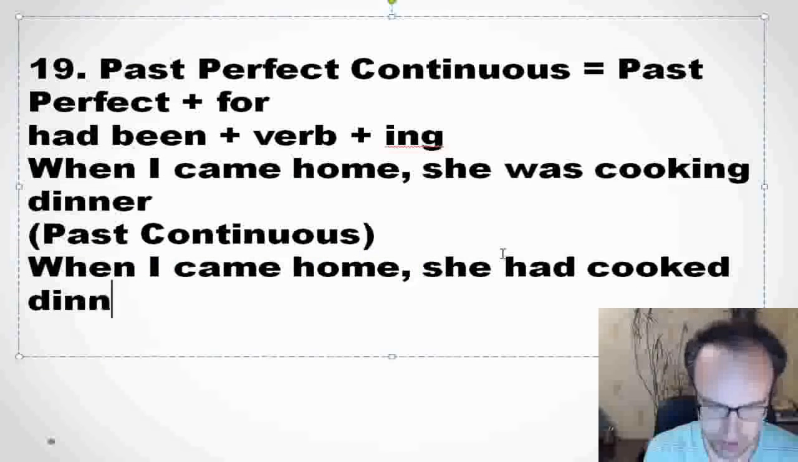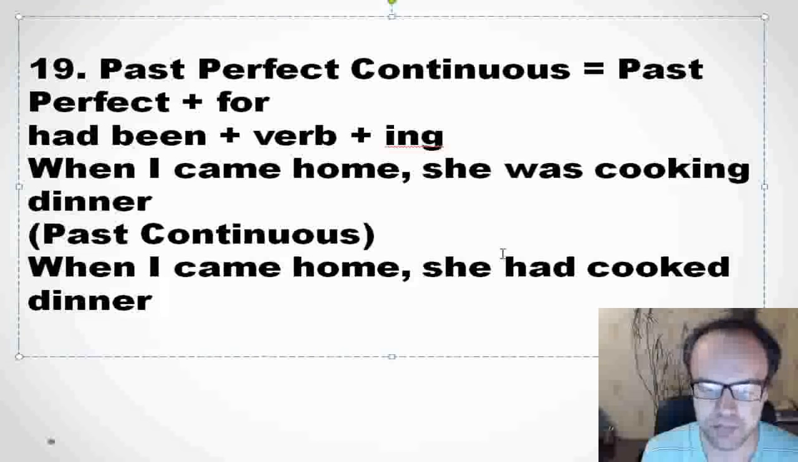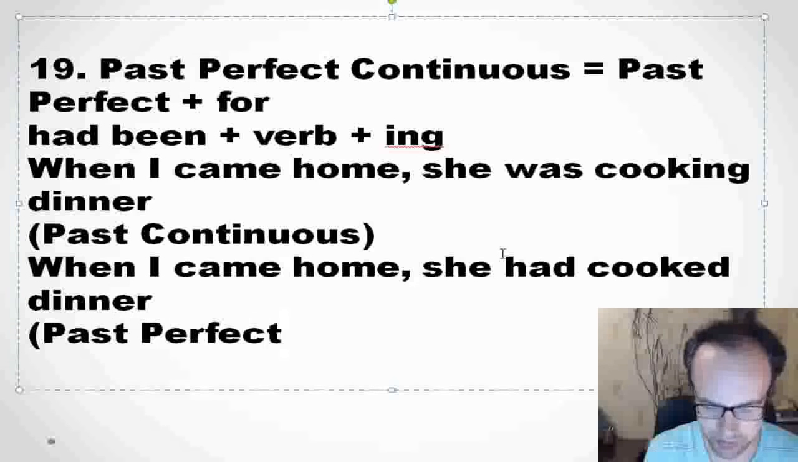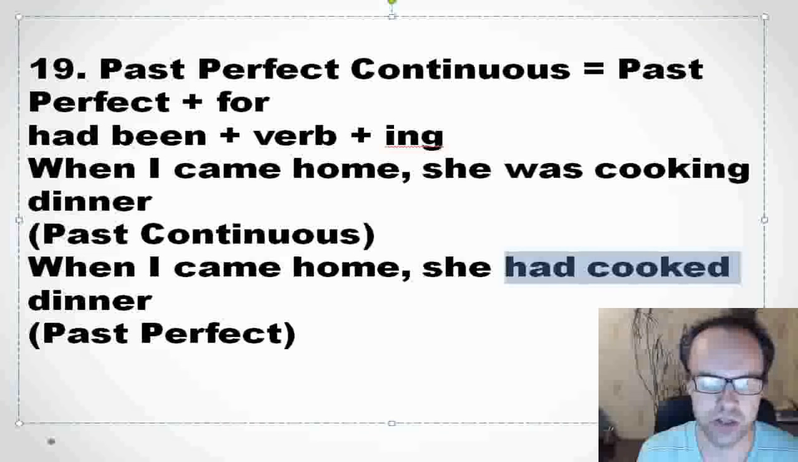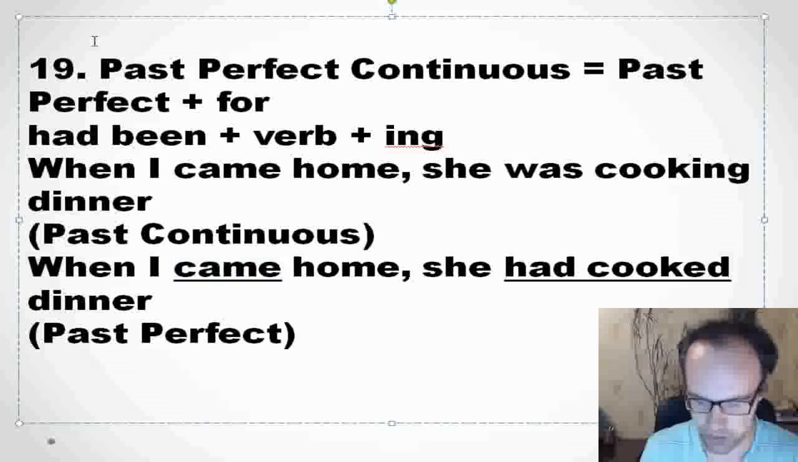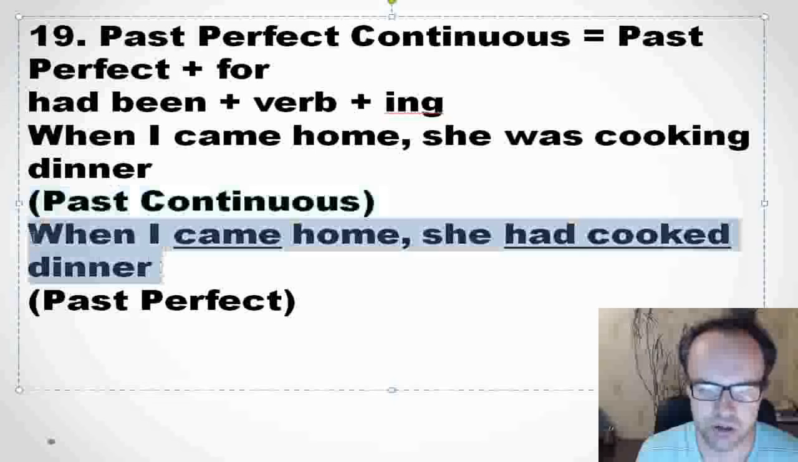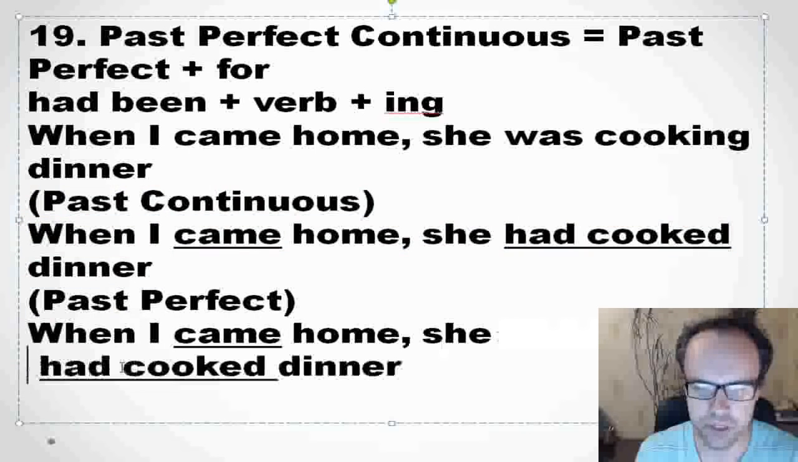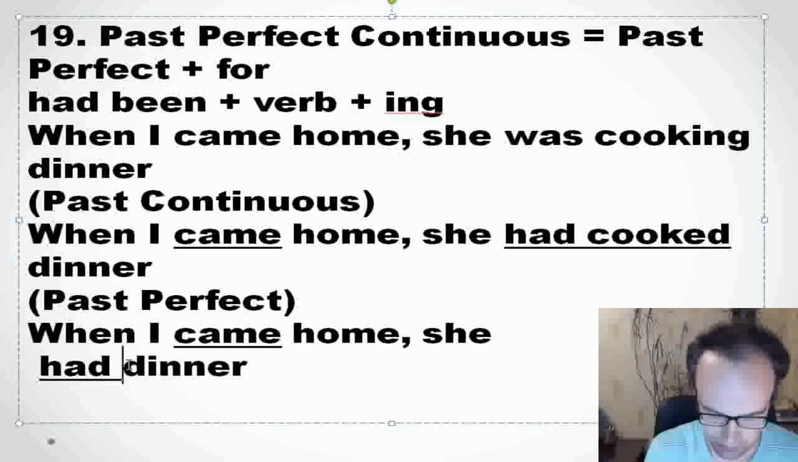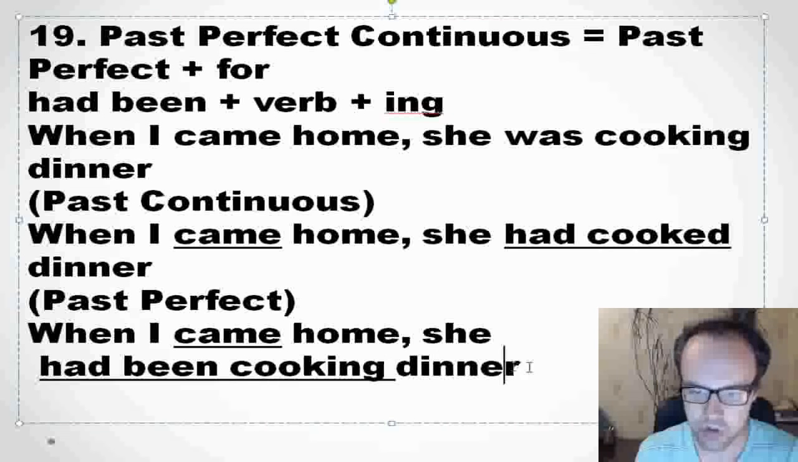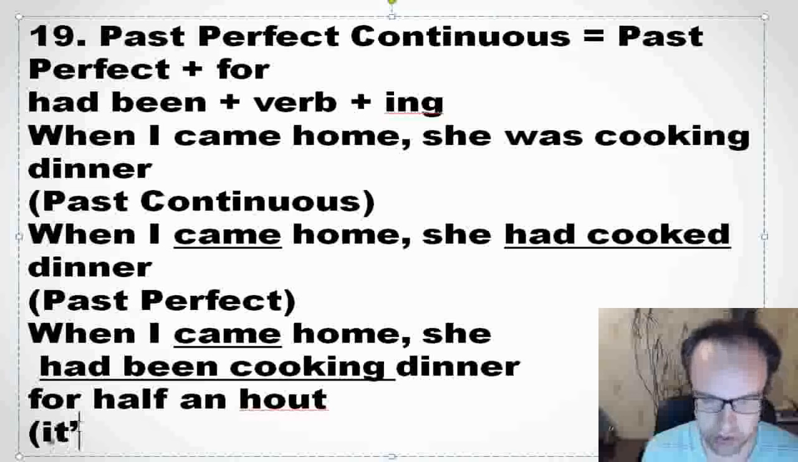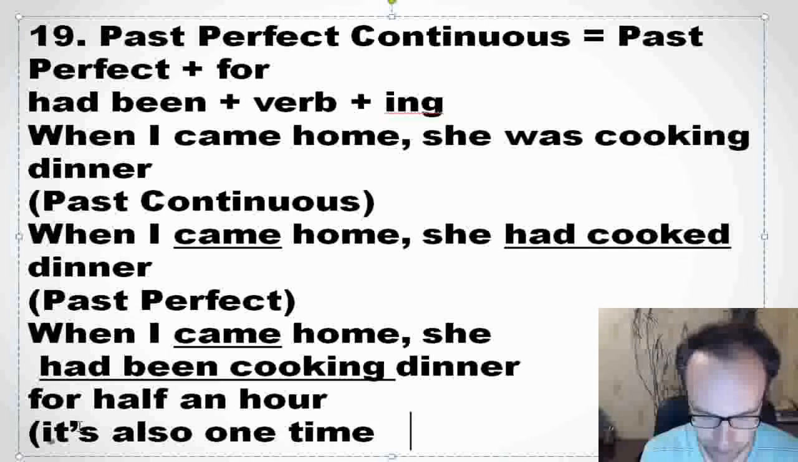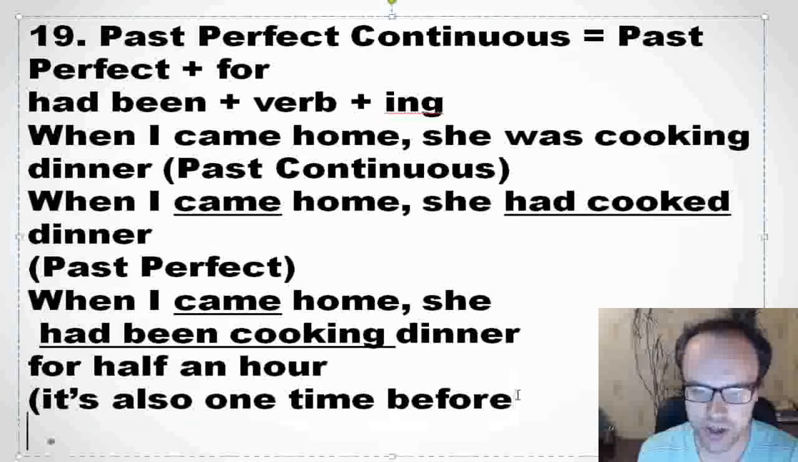Or when I came home, she had cooked dinner. You see it's past perfect. It's one time before, so first she cooked and then I came. So what is past perfect continuous? When I came home, for example, she had been cooking dinner for half an hour. It's also one time before, but you have "for".